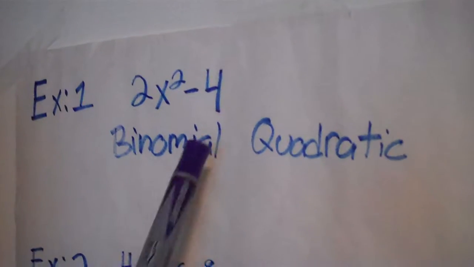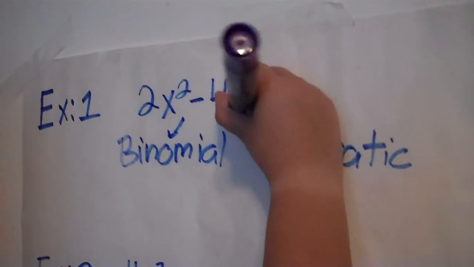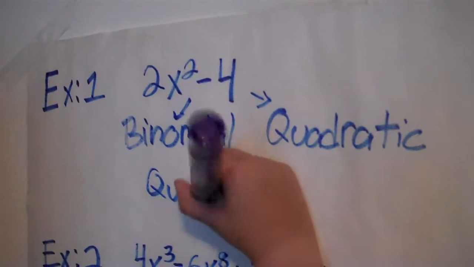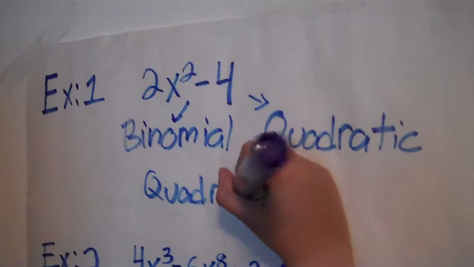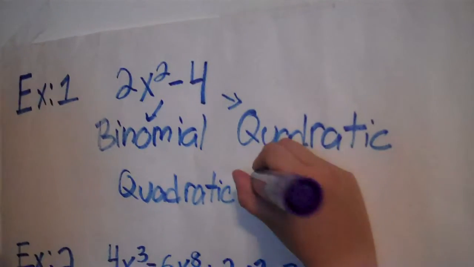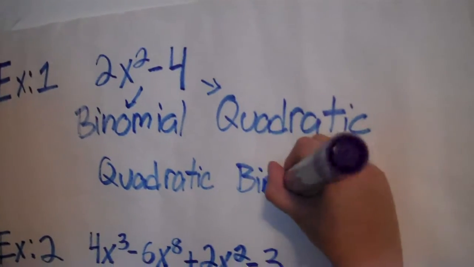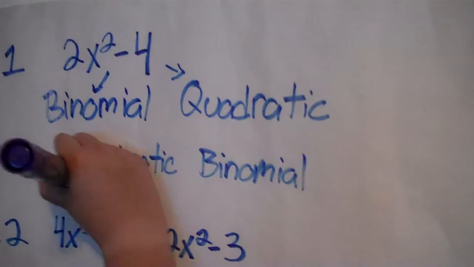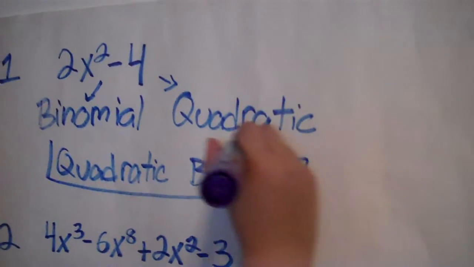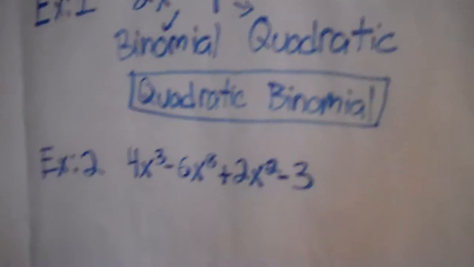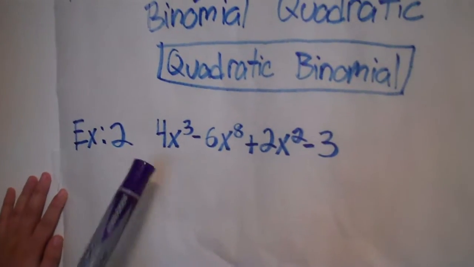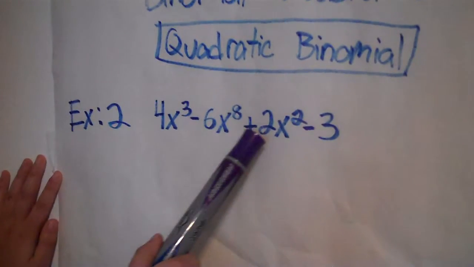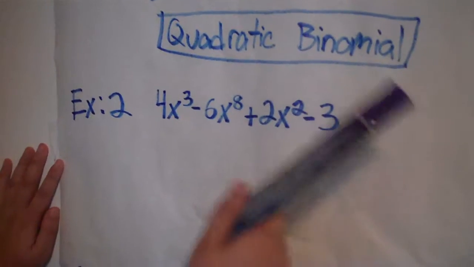So what we have here is a quadratic binomial. And that's the answer. Easy as that. Okay, next we have 4x cubed minus 6x to the 8th power plus 2x squared minus 3.